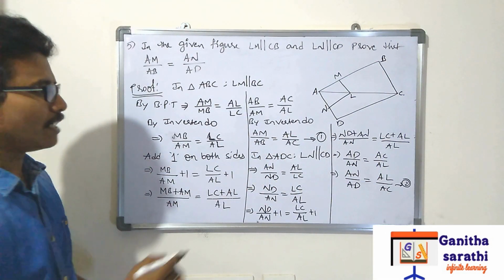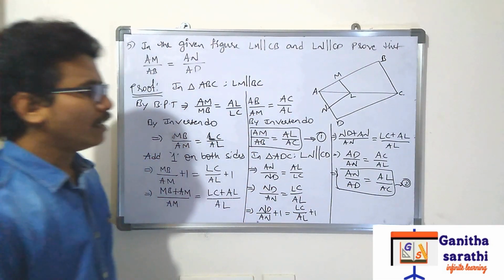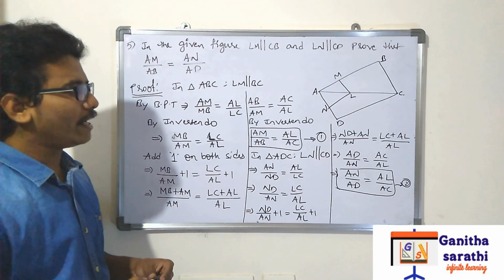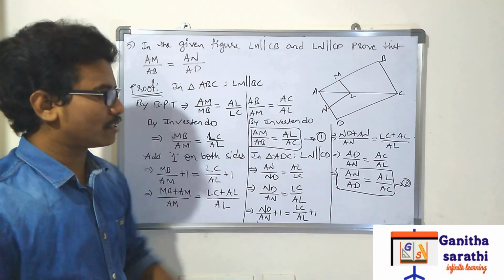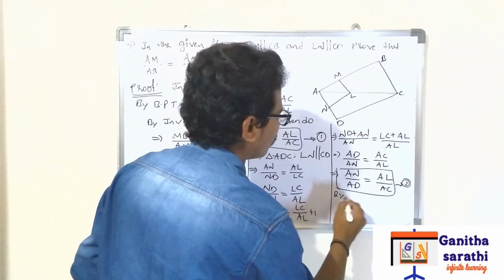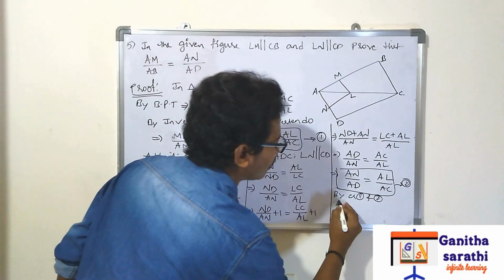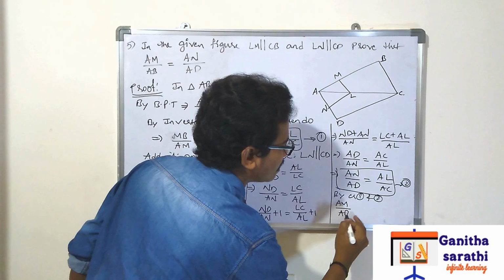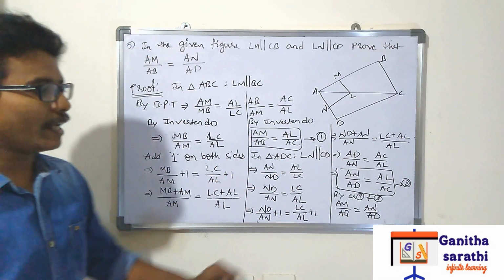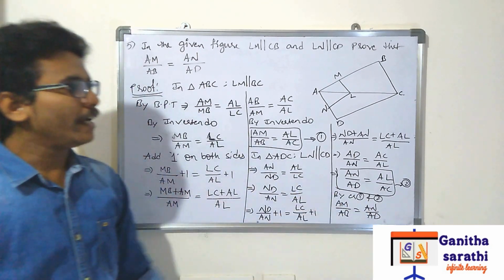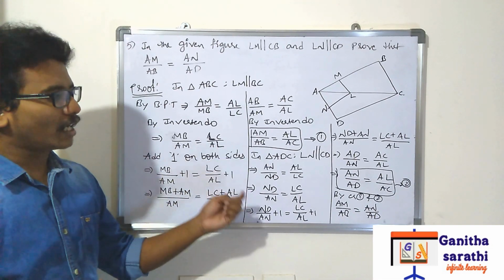So if you observe the first and second equations, what are you observing? The right hand side part is same, right? AL by LC and AL by LC. So we can equate these two. Can we equate? Yes. So by equations 1 and 2, what can you say? AM by AB is equal to AN by AD. That is our proof. AM by AB is equal to AN by AD. So by this you can solve the problems by using the basic proportionality theorem.